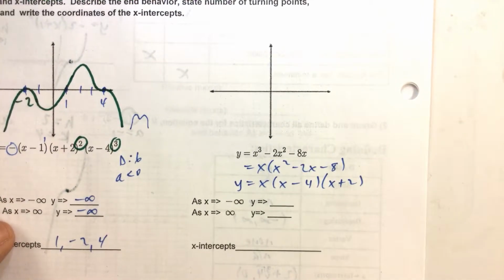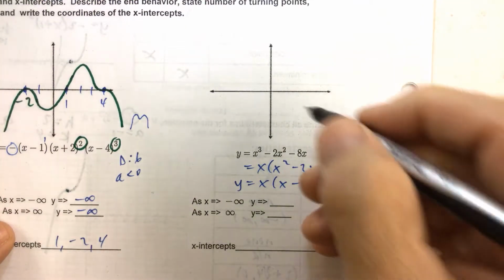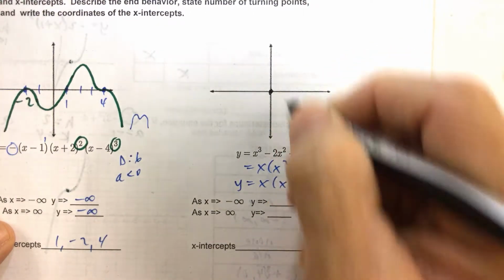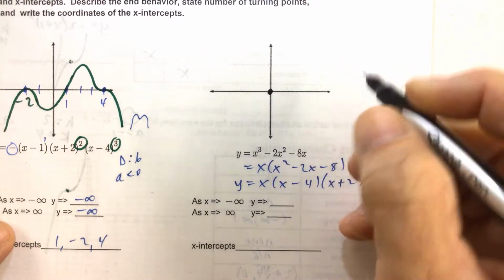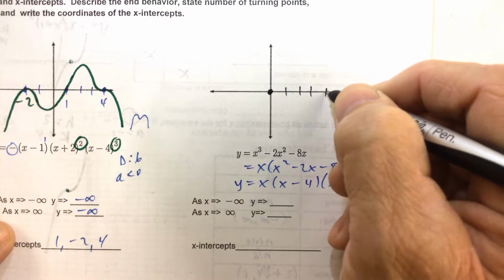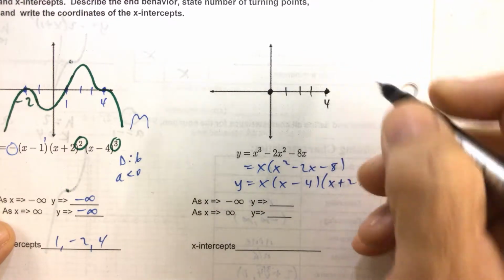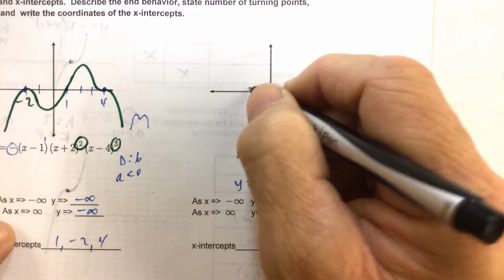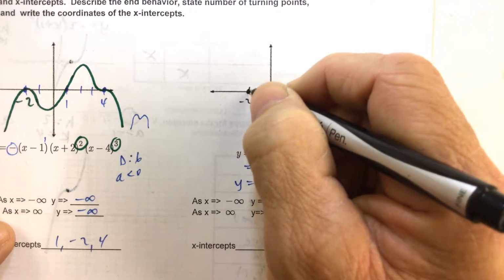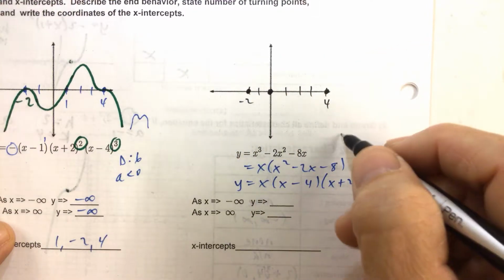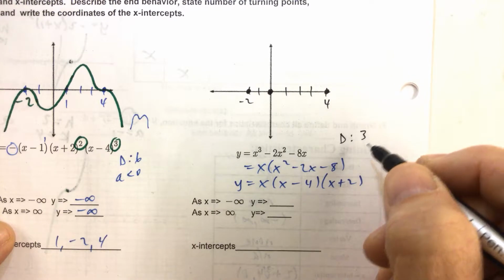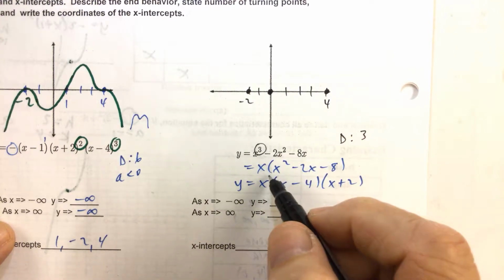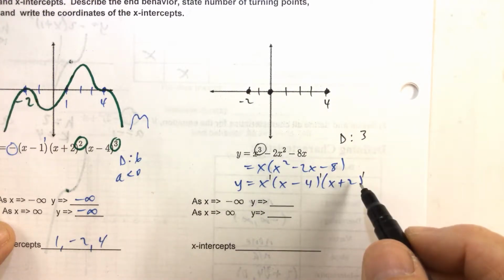And we do the same thing for this problem here. We notice that x is a factor, x equals 0 is a 0. X minus 4 is a factor, so x equals 4 is a 0. X plus 2 is a factor, so x equals negative 2 is also a 0. The degree is 3. Either get it from that, or you can add up the exponents of the factored form.